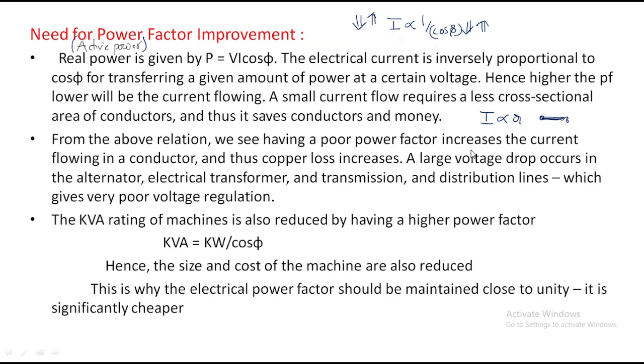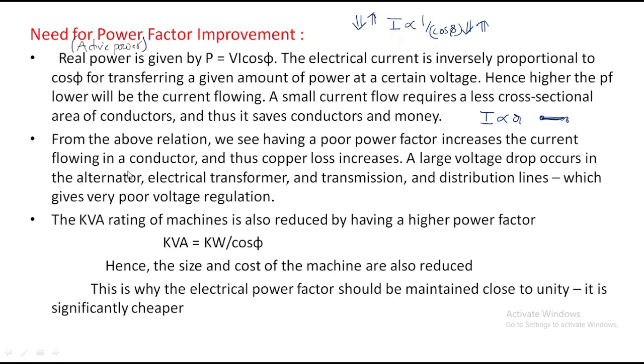Second, from the above relation, we see that having a poor power factor increases the current flowing in the conductor. For example, if the power factor is less, it will take more current, and thus copper loss is increased. When the current increases, I square R loss increases. A large voltage drop also occurs in the alternator. Alternator means a generator. The generator generates the power, but due to the low power factor it takes high current, and due to the high current there is a high drop across the alternator, transformer, and transmission and distribution lines.